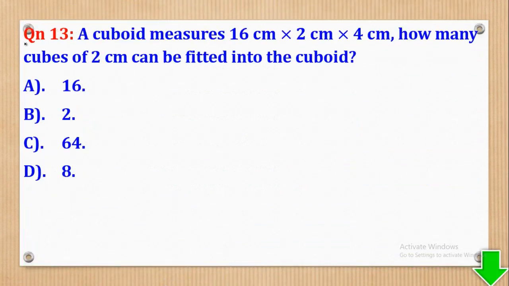So that was question 12. Now we shall go to question 13. Question 13 says a cuboid measures 16 centimeters by 2 centimeters by 4 centimeters. How many cubes of 2 centimeters can be fitted into the cuboid? Option A, 16, option B, 2, option C, 64, and option D, 8. So we need to do some calculation to come up with the correct option.